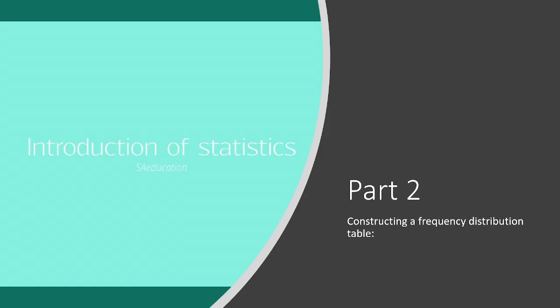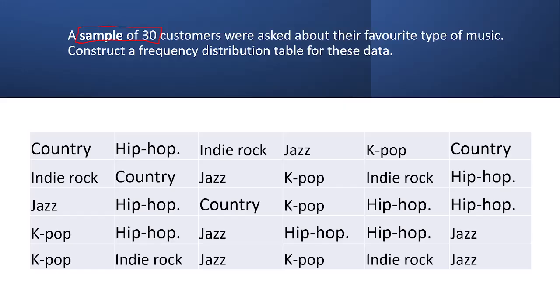But in part 2 now, we're going to construct a frequency distribution table. And one question you can get on an exam, etc., can look something like this. A sample of 30 customers were asked about their favorite type of music. Construct a frequency distribution table of this data.